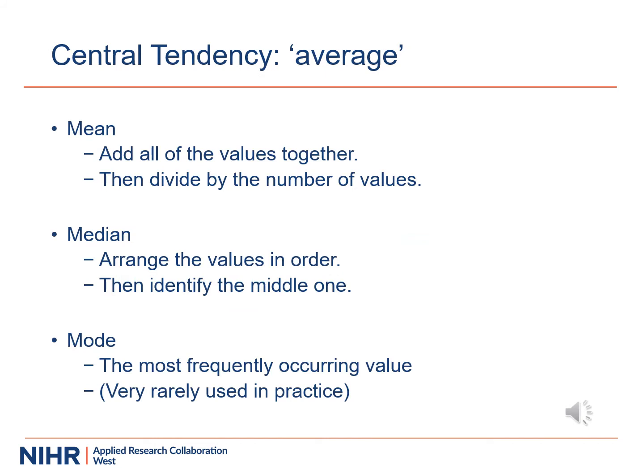There are three measures of central tendency or average. These are probably familiar to you. The mean we calculate by adding together all of the values and dividing that total by the number of values, or the number in our sample. The median we calculate by arranging all the values in numerical order and identifying the middle one. The mode is simply the most frequently occurring value.